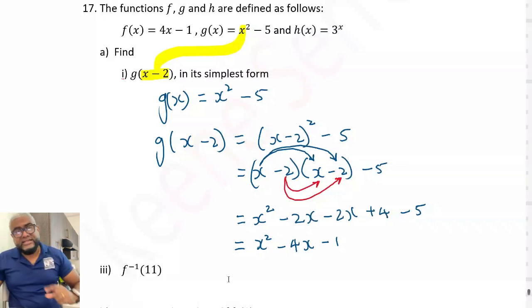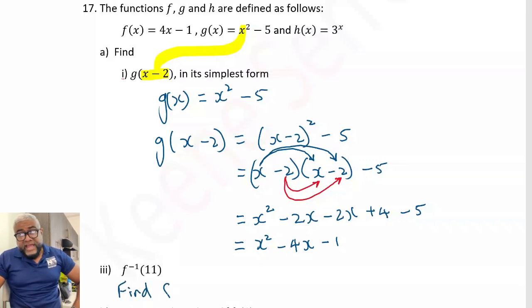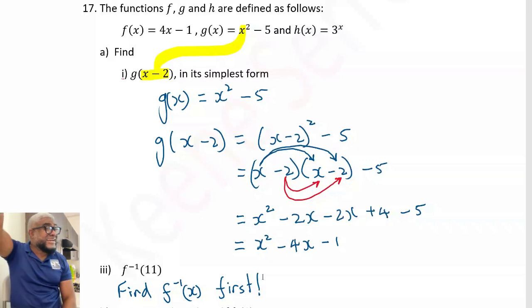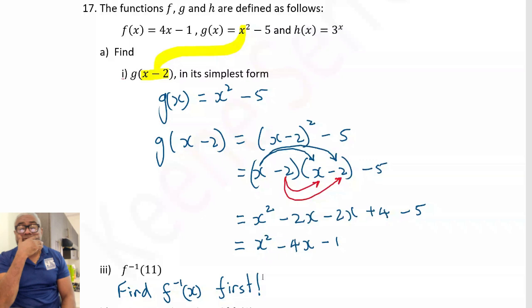For this inverse here, guys, what do you think is the first thing we have to find? Find f inverse of x first. And then after you find that, you can plug in your 11. Find the inverse first. Right? That's my little hint. Go. And that last one, we just do one like that. So come on, guys. Let's work. Let's work.